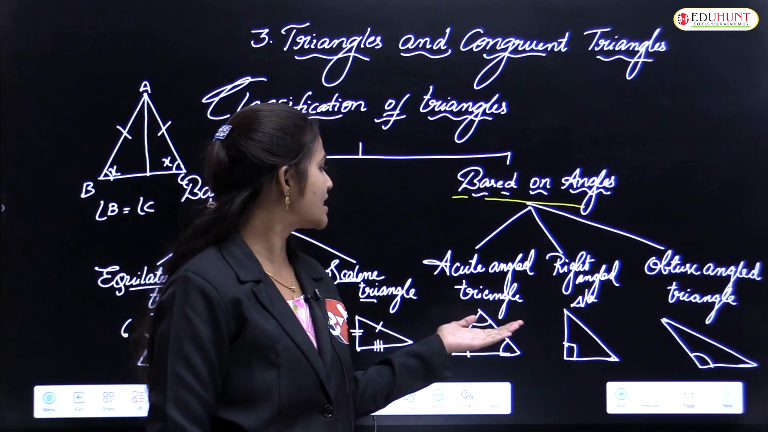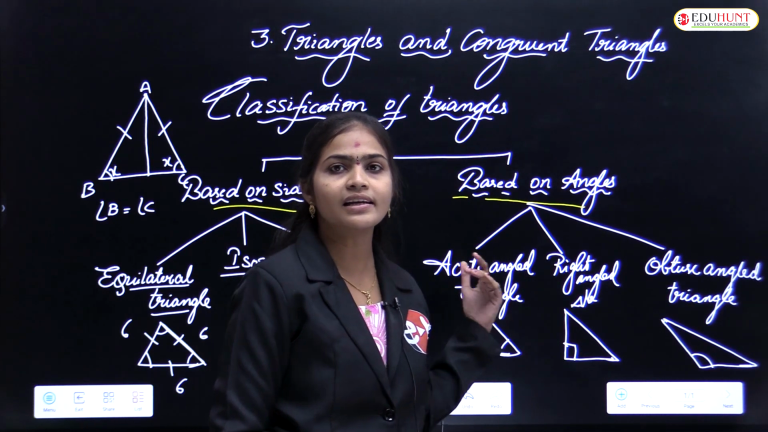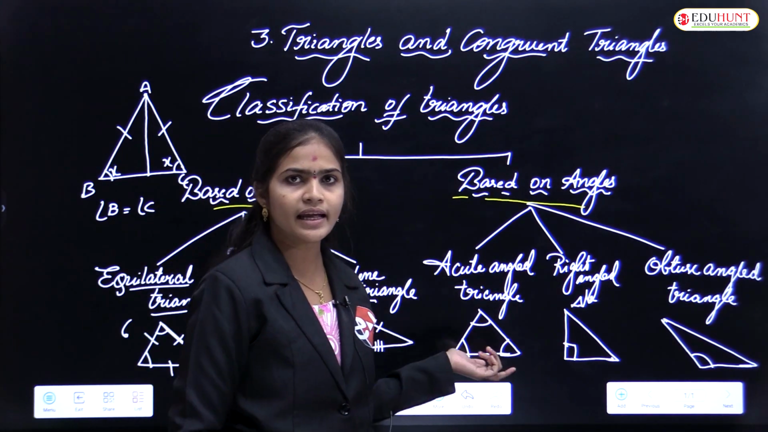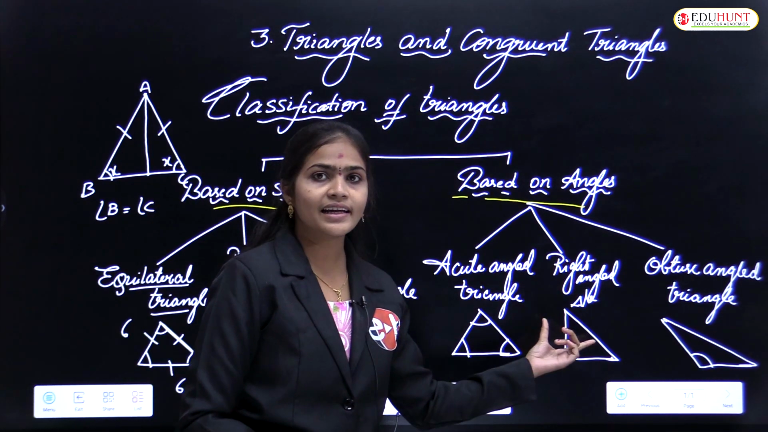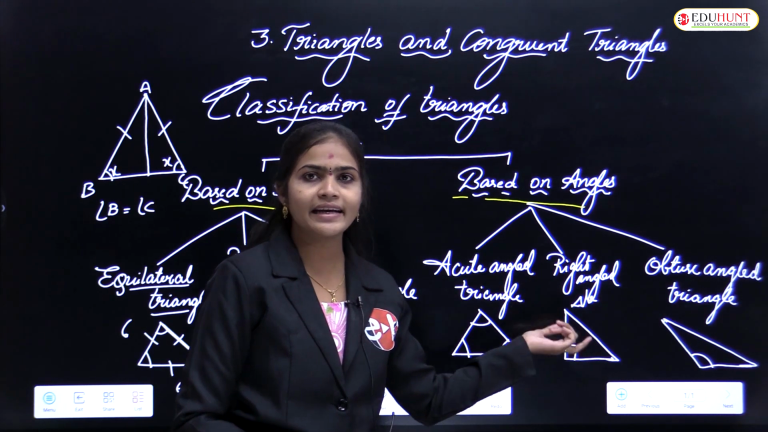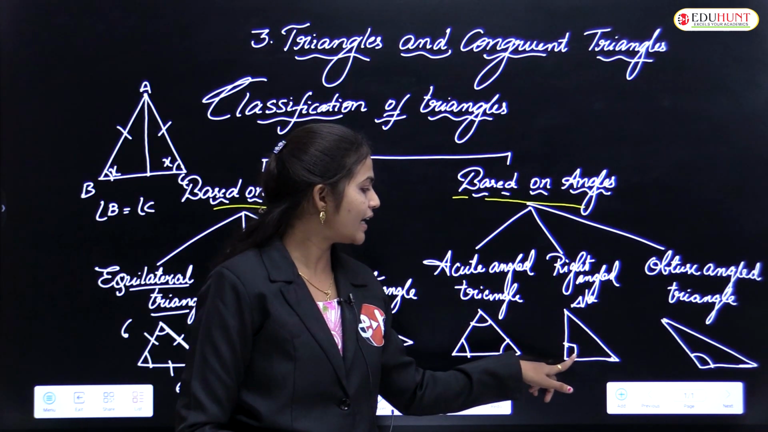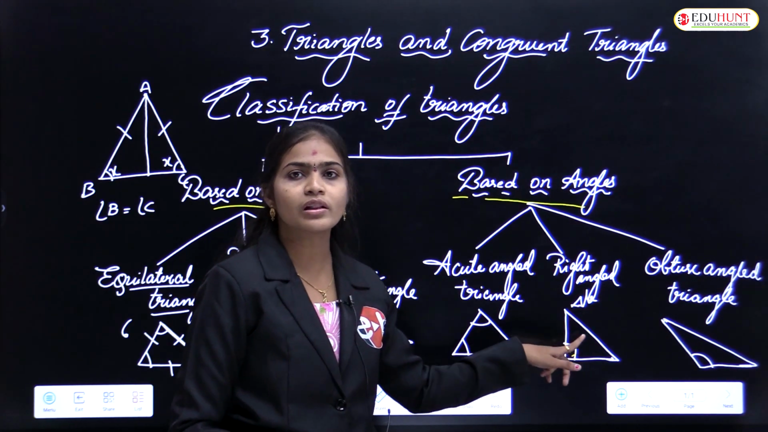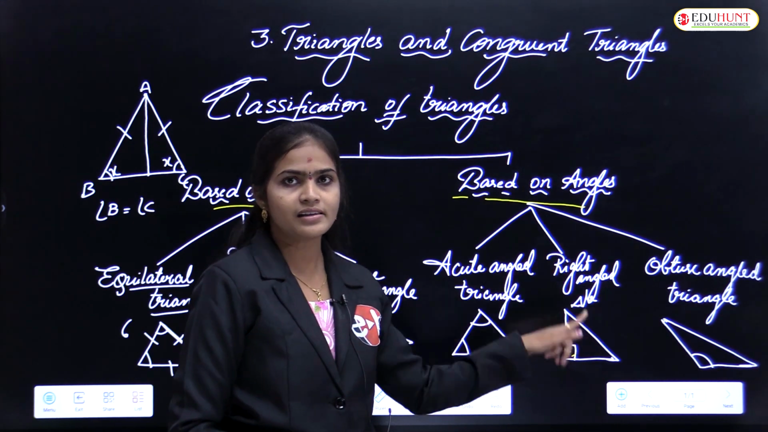So those angles we will call acute angles. And a right angle measures 90 degrees. So when one of the angles is 90 degrees, we call the triangle a right angled triangle.